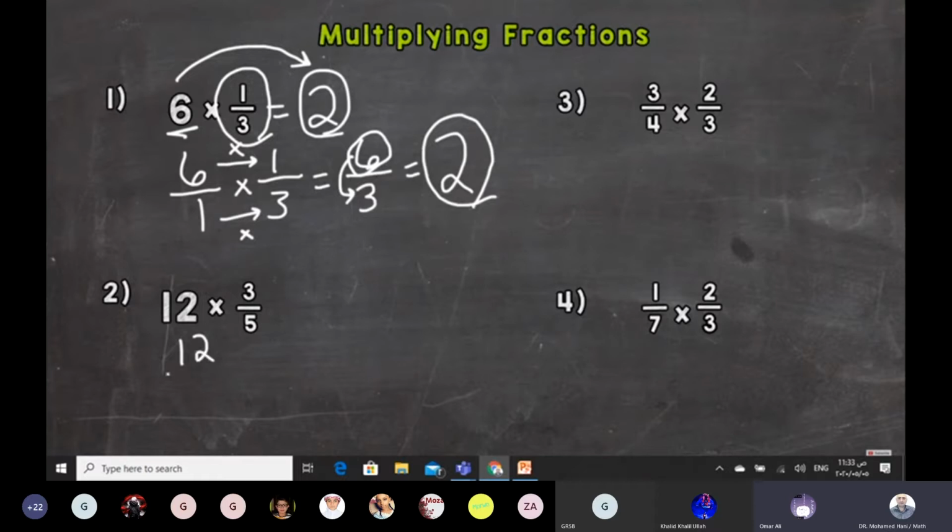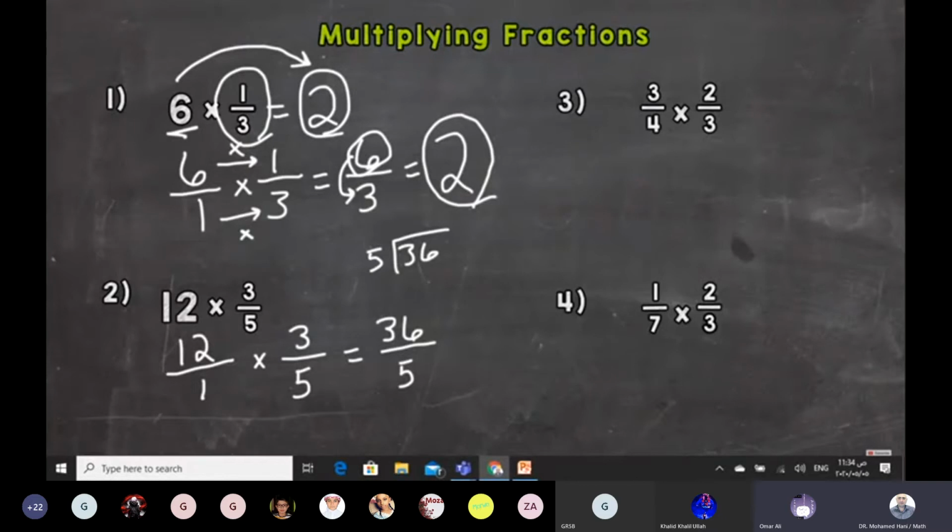We have 12, so it's a whole number. Let's put it over 1, and we multiply by 3/5. So go straight across. 12 times 3, 36. 1 times 5 is 5. So 36/5. That's our answer, but it's improper. So we need to divide the numerator by the denominator. So 36 divided by 5. How many whole groups of 5 can we pull out of 36? And the answer is 7 wholes. So that's our whole number here.